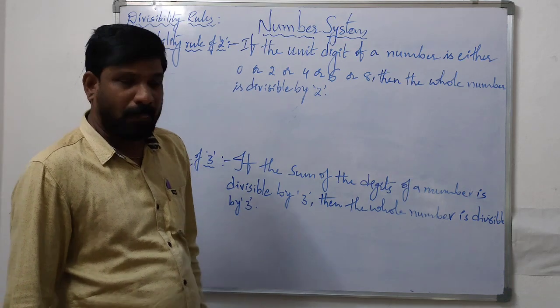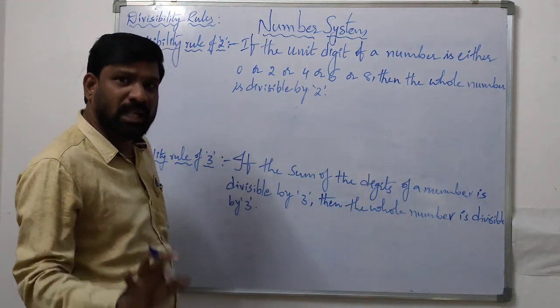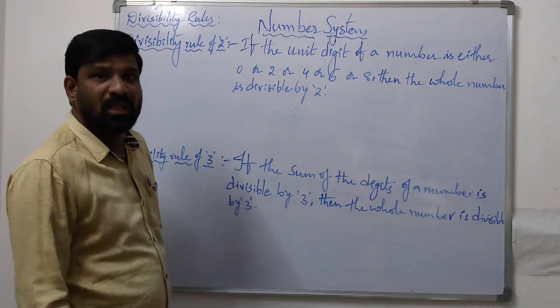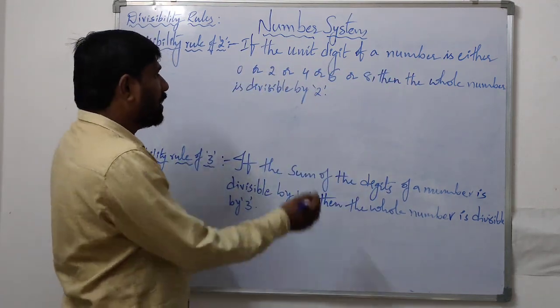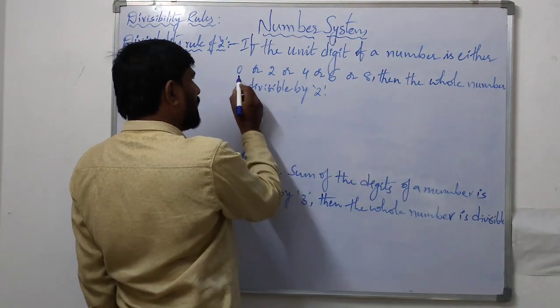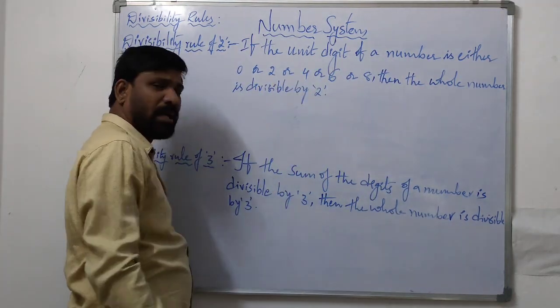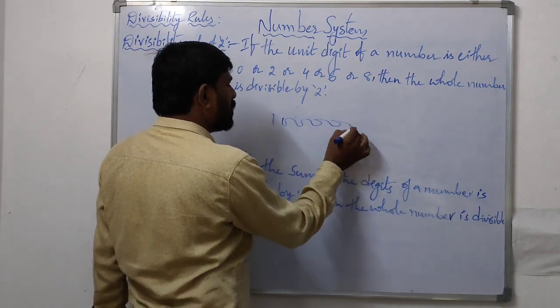Do you get the point? See, you take any number, whatever it may be. Unit digit is nothing but what? The last digit, on the right side. If any number ends with either 0 or 2 or 4 or 6 or 8, then the whole number is divisible by 2. You take any number, 1 0 0 0 0 0 0.